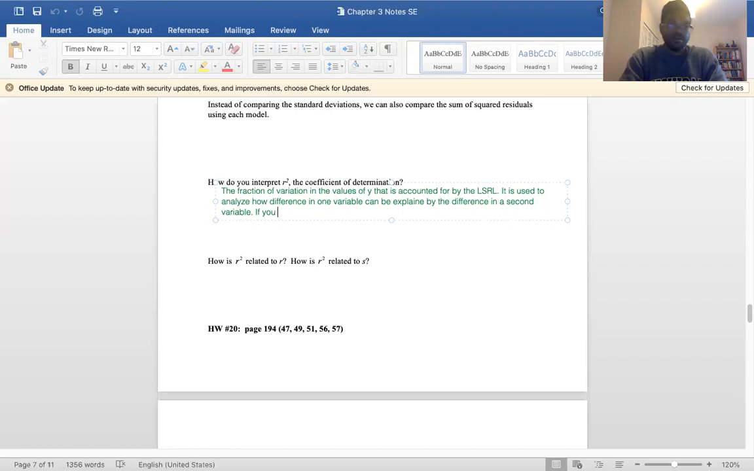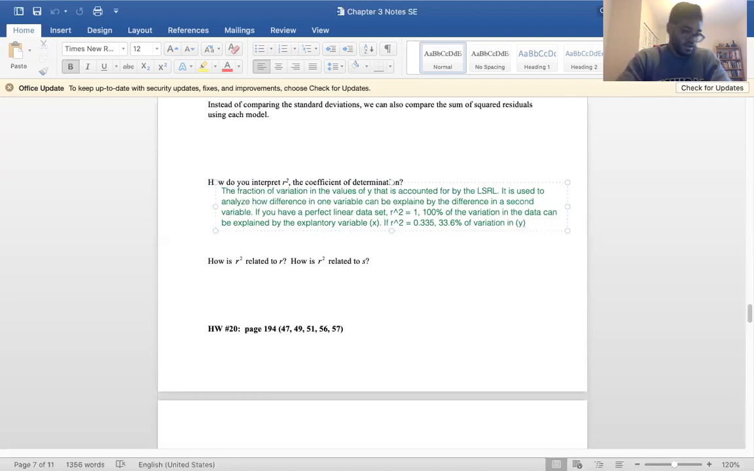So if you have a perfect linear data set, R squared is going to equal 1, which means 100%. R squared is written as a percentage. So what that says is that 100% of the variation in the data can be explained by the explanatory variable, in this case x. Okay, so if R squared was equal to 0.336, for example, we're saying that 33.6% of variation in y, whatever y is, is accounted for by the LSRL using some variable x.